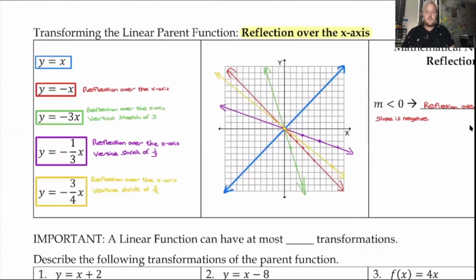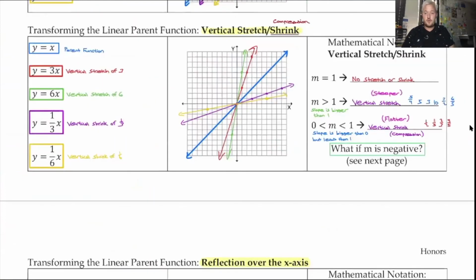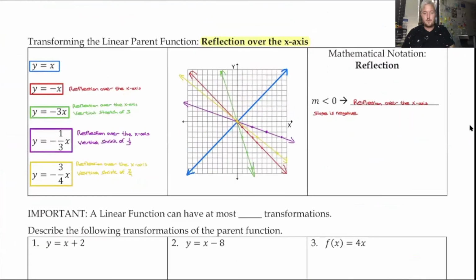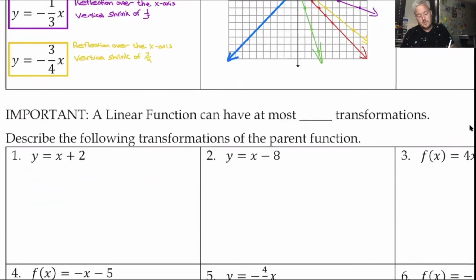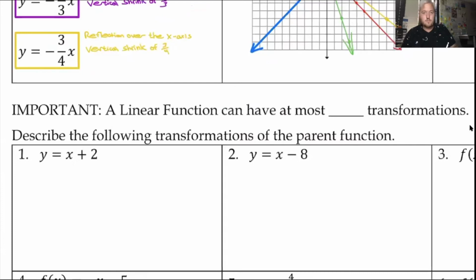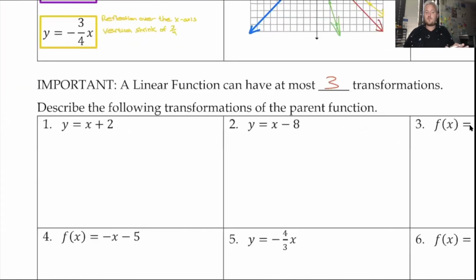Okay. So these are all the different types of linear transformations that you could potentially have. So notice how we have a maximum number of transformations. So a linear function can have at most, drum roll, this is super important, at most 3. So 3 transformations is the absolute maximum number of transformations that you can have in a linear equation.